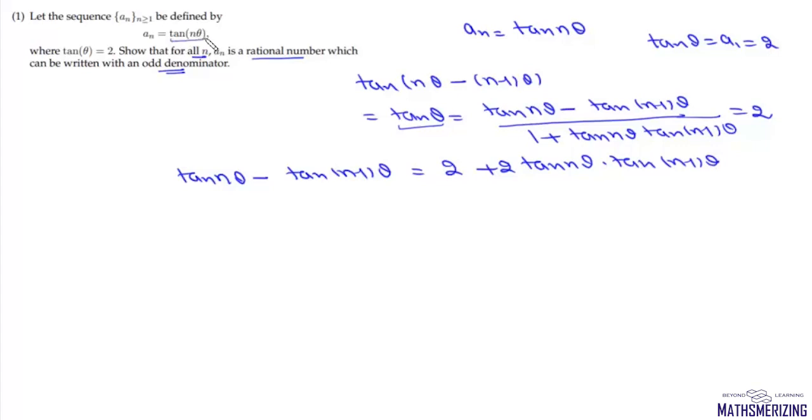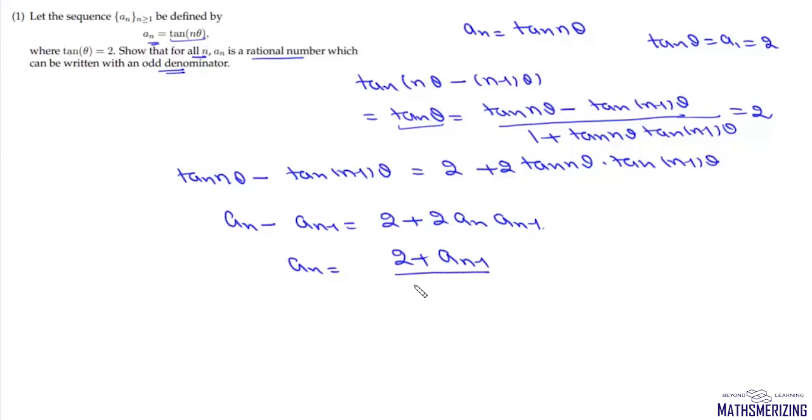Now tan n theta is An and tan (n minus 1) theta is A(n minus 1). So we can write An minus A(n minus 1), and it will be equal to 2 and then 2 An into A(n minus 1). So we'll take An together, then we can write An as 2 plus A(n minus 1) upon 1 minus 2 A(n minus 1).